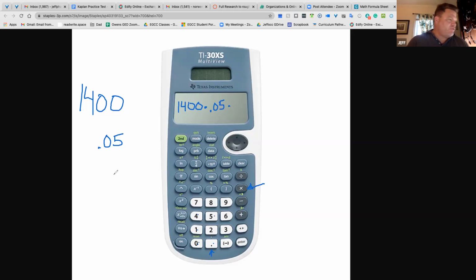Times, and then the loan was 4 years. And then we just hit 4. Now this calculator does not have an equal sign. A lot of calculators do. This one doesn't. We hit enter. So I'm going to use my calculator real quick. So 1400 times 0.05 times 4 equals 280. That's the number we get.